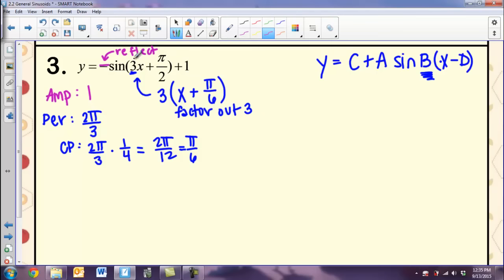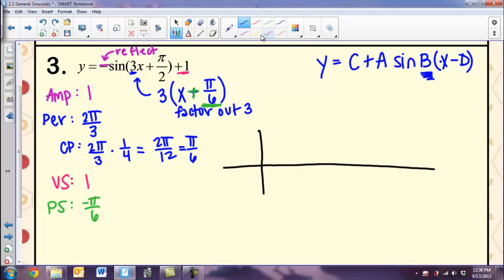So I have my vertical shift. You notice this one kind of flip-flopped. It's down here in the back, so don't forget about it. My vertical shift is 1 up. And then my phase shift is, I look right here in my factored parentheses, and I would get that it's negative pi over 6. So my graph is going to start at negative pi over 6 because it was a plus. Okay, so let's go ahead and graph this guy.